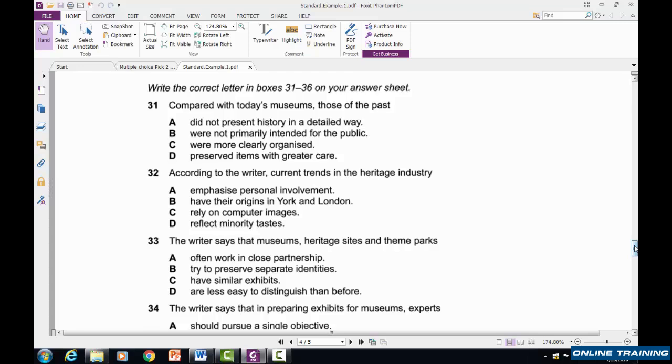We have to now go and scan. We can look at some of the answer choices, and we see we're talking about emphasizing personal involvement, origins in New York and London, computer images, or minority taste. Those will be some of the keywords in the answer choices, but let's go ahead and find our matching sentence, current trends and the heritage industry.